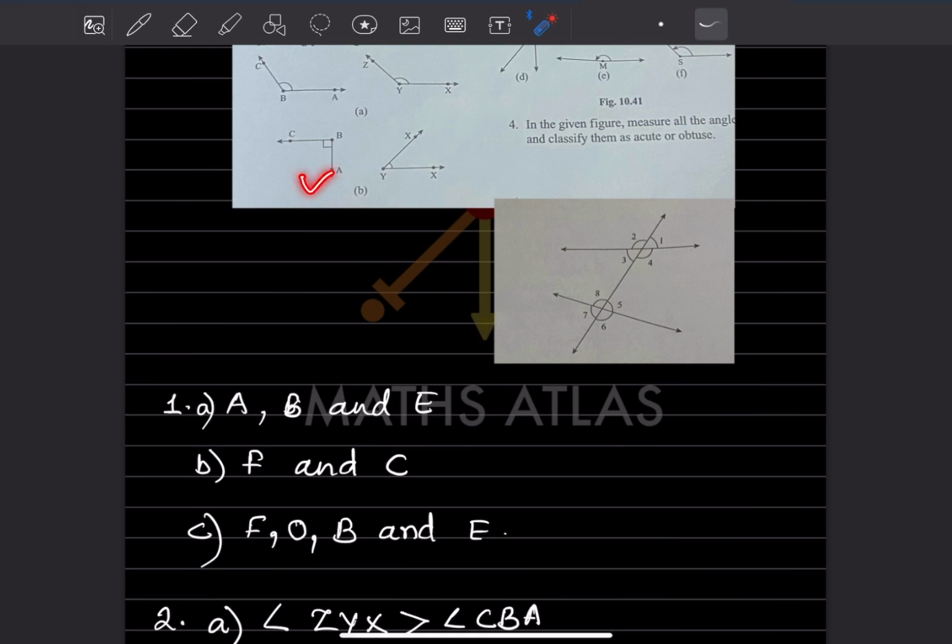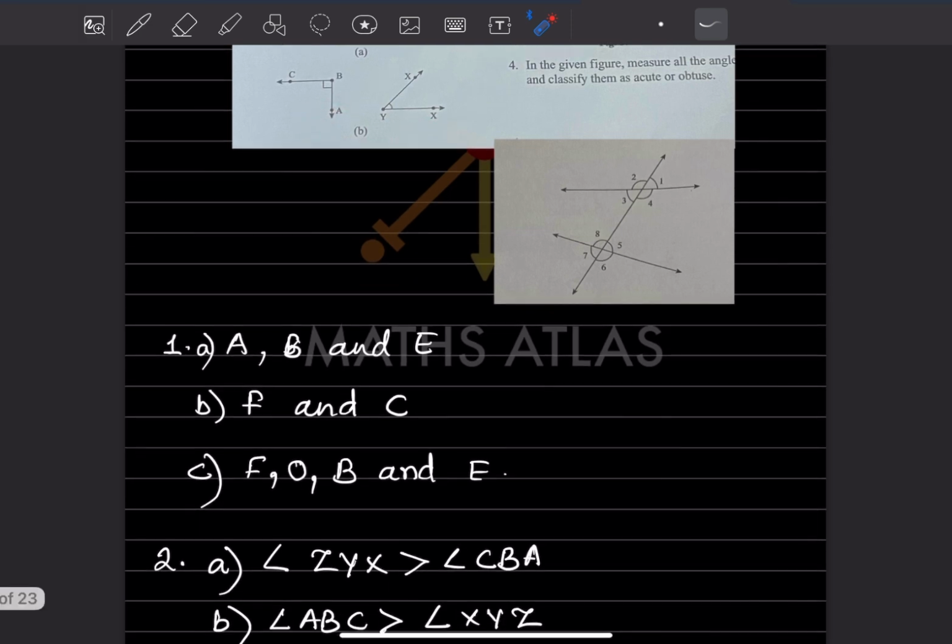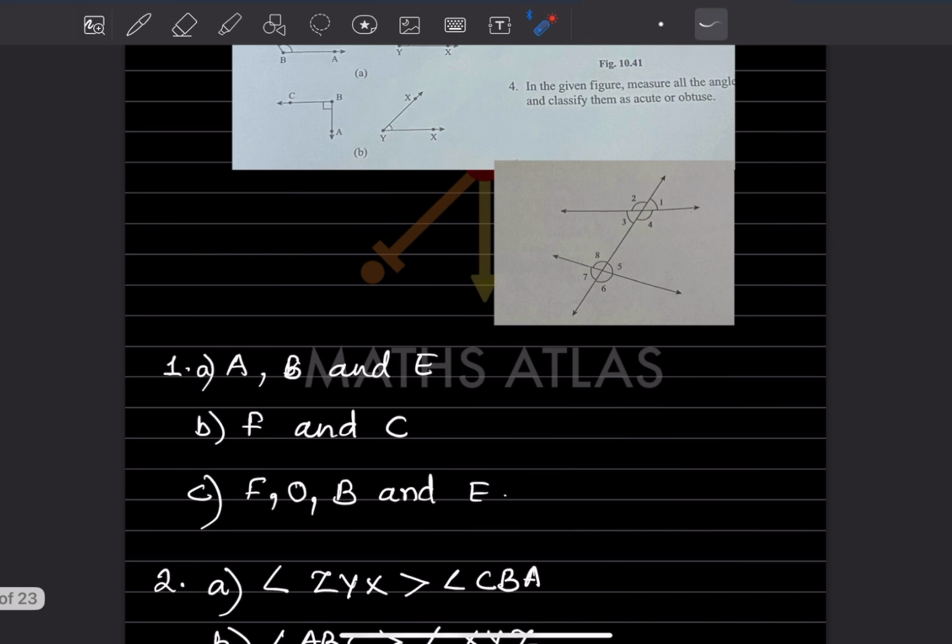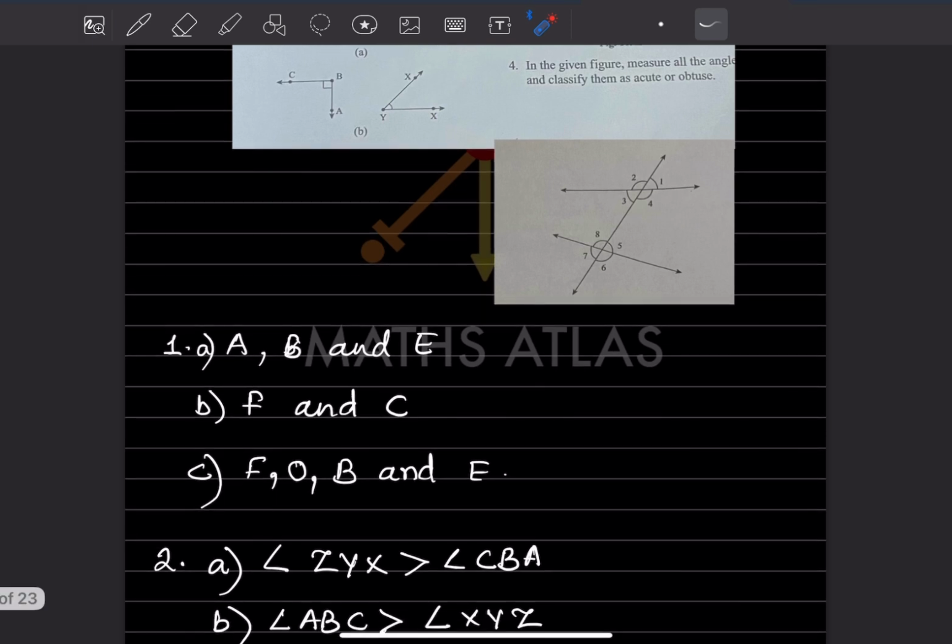Then if you are comparing this and this one, so here you know this is 90 degree, and again as I said, this is 90 and whichever are inside, they will be less than 90. So definitely this angle will be greater than this one. So we can say angle ABC or CBA is greater than X, that is given here.